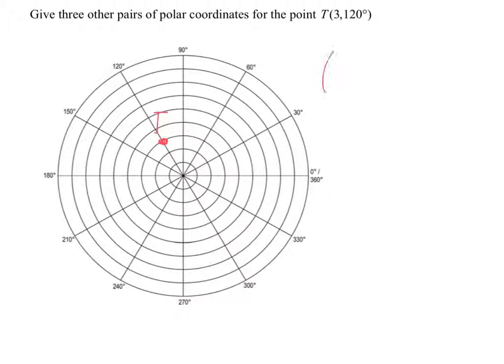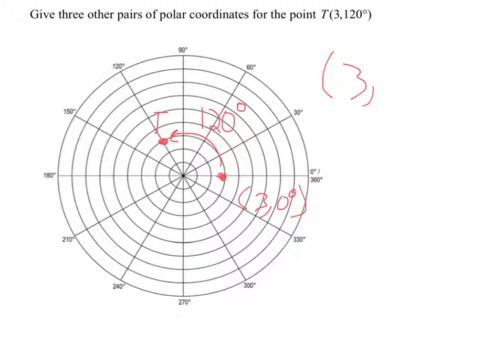Okay, let's keep the radius, the R value, the same, but let's change the angle theta to something else. Okay, now how would we do that? Well, let's go back to the start. Okay, how do we start? We started at 3 comma 0, which would be right there. 1, 2, right there. And what did we do from there? We went counterclockwise 120 degrees.